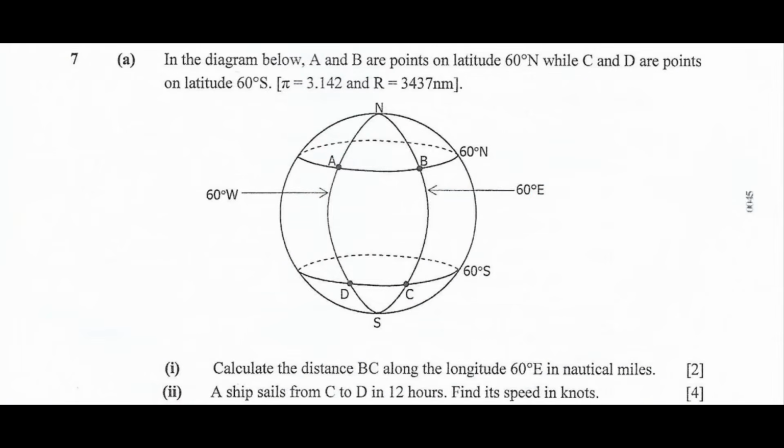Okay, so now we move on to question 7 from section B. Then we have question A in the diagram below. A and B are points on latitude 60 degrees north, while C and D are points on latitude 60 degrees south. Then given pi is equal to 3.142 and radius 37. Roman number 1, calculate the distance BC along the longitude 60 degrees, not comma. So we are finding the distance along the longitude.